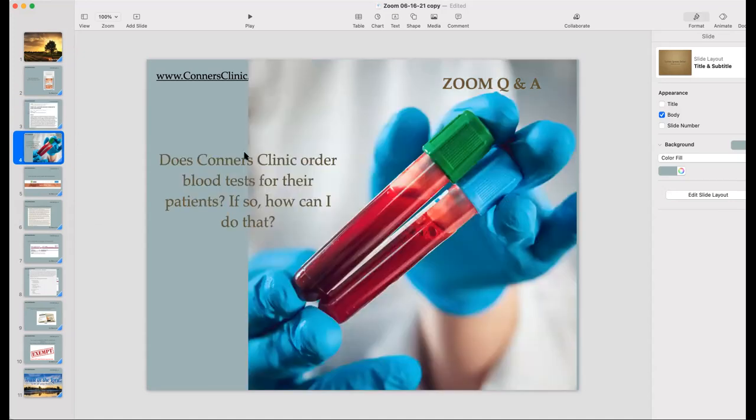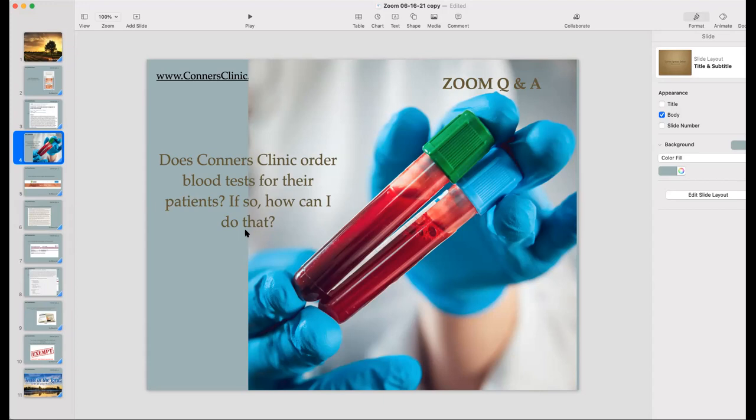Next question: does the Connors Clinic order blood tests for patients? If so, how can I do that? So yes, we do order blood tests for patients. However, we don't do that frequently. And the reason is that we don't bill insurance through our clinic.